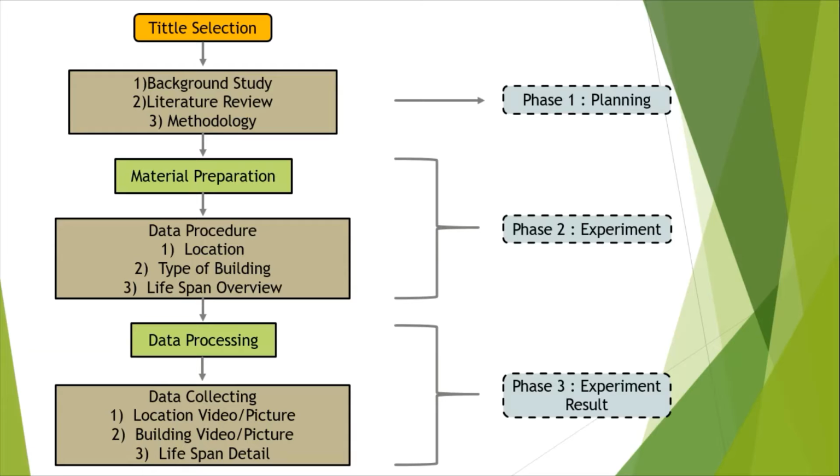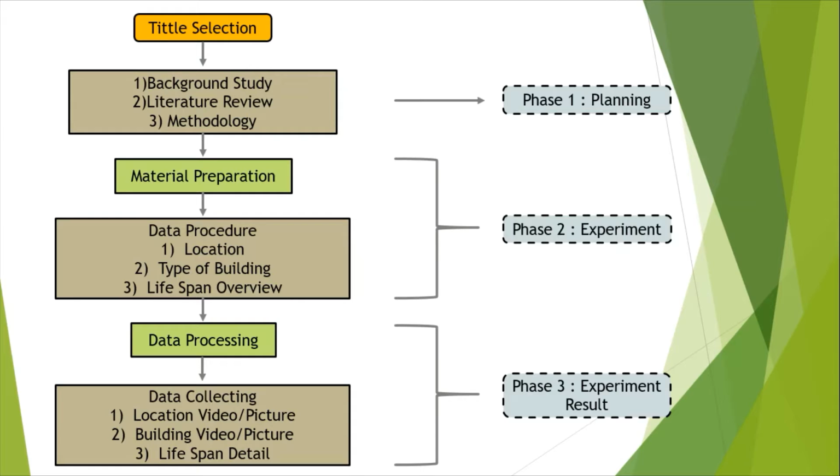So this is the flowchart for the project review. We have 4 phases, which are planning, experiment, result, and data. I will explain the flowchart. Firstly, we have the title selection. Second, we have to study the background, literature review, and methodology. This is in phase 1, which is planning.